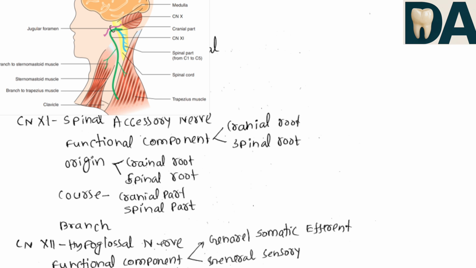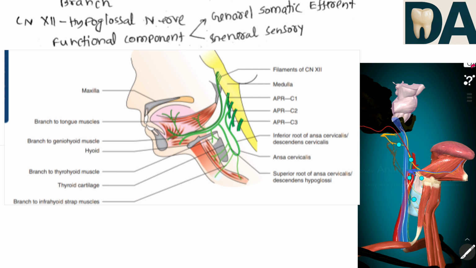Now let's go to the hypoglossal nerve or 12th cranial nerve. The hypoglossal nerve is the 12th cranial nerve. Its functions are exclusively motor and it is the major nerve supplying the muscles of the tongue. Functional component: general somatic efferent fibers. Those are motor fibers arising from the hypoglossal nucleus and innervate all muscles of the tongue except palatoglossus.